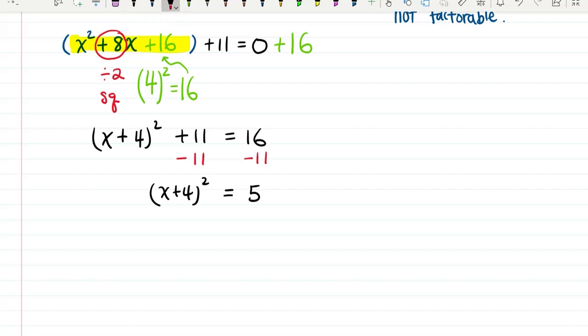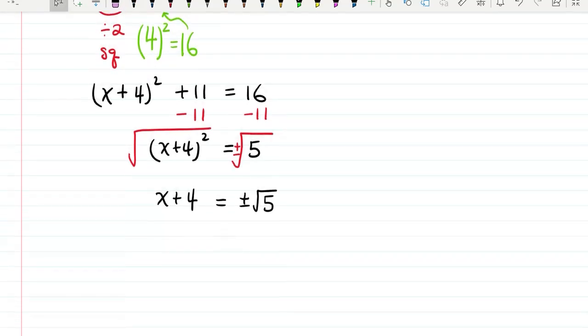Once you have that, we take the square root of each side of the equation. When you take the square root of a constant term, you actually have to include the plus minus sign, so put the plus minus sign in front of the square root of 5. The square root and the square cancel out, so it will be just x plus 4 is equal to plus minus root 5.